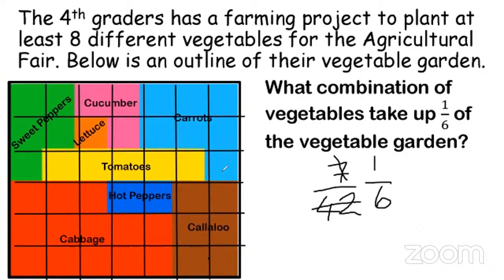So cucumber, say, is 1, 2, 3. Carrots is 3, 1, 2, 3. Okay, so carrots and cucumber is 10, and lettuce is 12. So let us try if that will work. So we have 12 here out of 42. Let's see if this will work.